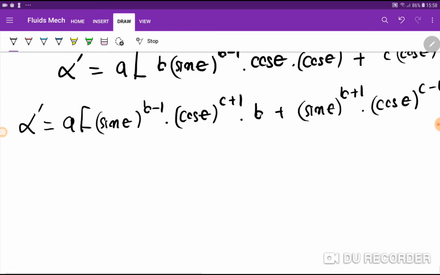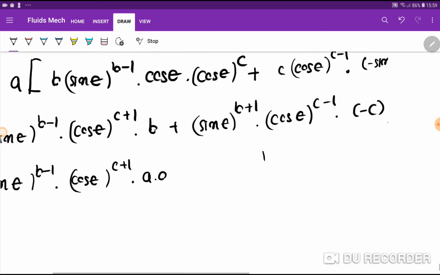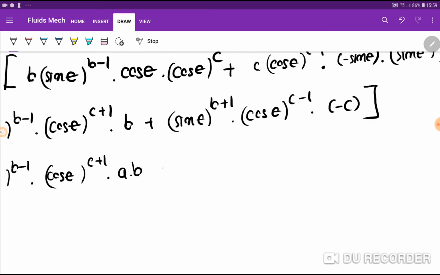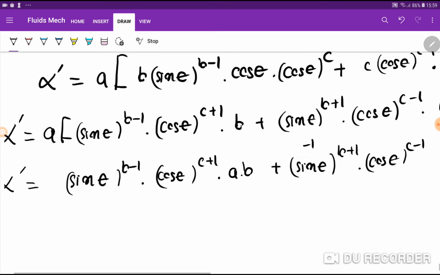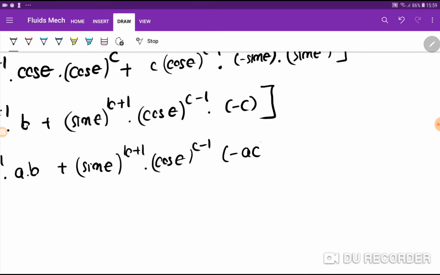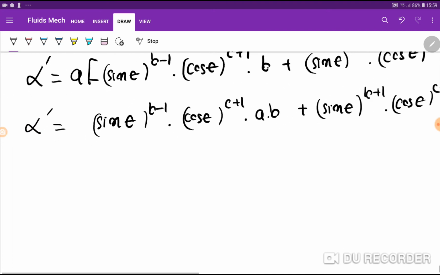And then I'm going to expand it. So it will be sine theta to the b minus 1 times cos theta to the power of c plus 1 times a times b. Remember, guys, a, b, c are constants and a is not 0. Then sine theta to the b plus 1 times cos theta to the c minus 1, times negative ac. So cool, that's alpha prime.